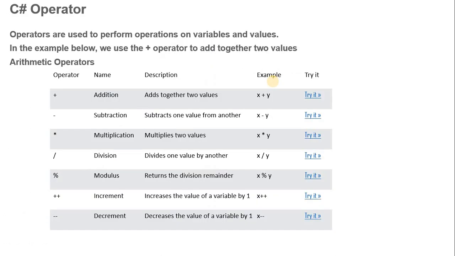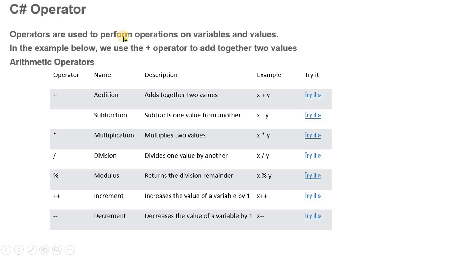So, C sharp operators. As I said, UiPath itself is made in .NET technology. The UiPath tool is developed in .NET technology, so whichever operations or functionality are available in .NET, all that functionality we can use directly inside UiPath as well. So if you see C sharp operators, the same we can use in UiPath as well. Operators are used to perform operations on variables and values.